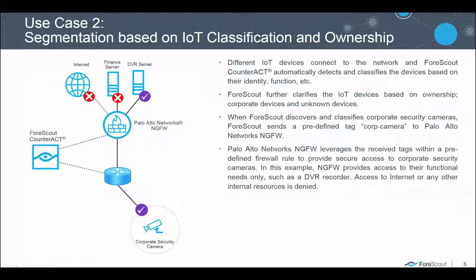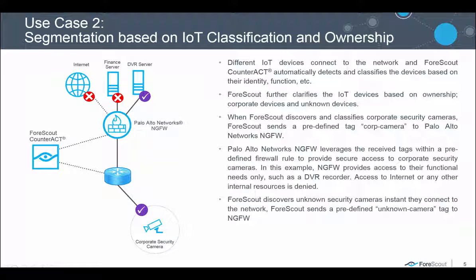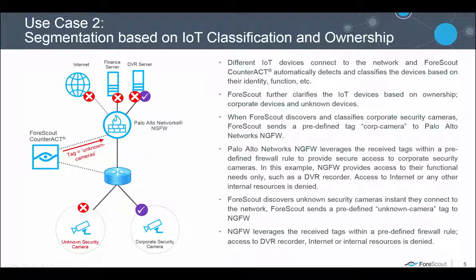Next, ForeScout detects unknown security cameras the instant they connect to the network. ForeScout sends a predefined Unknown Camera tag to the Next-Gen Firewall, and based on the firewall rules for this tag, access to the DVR recorder, internet, or internal resources is denied. Alright, so let's jump to the demo now.